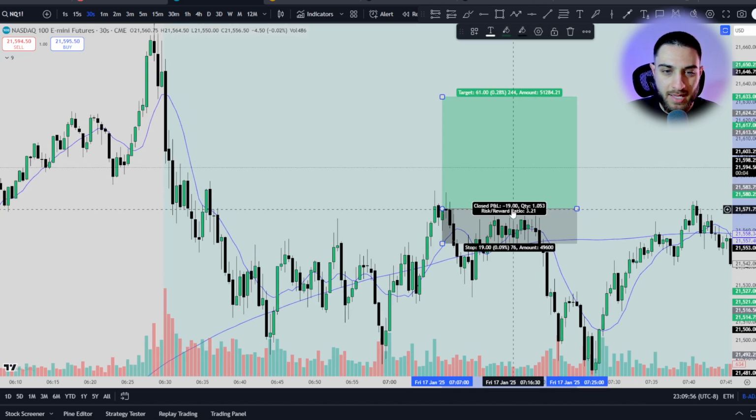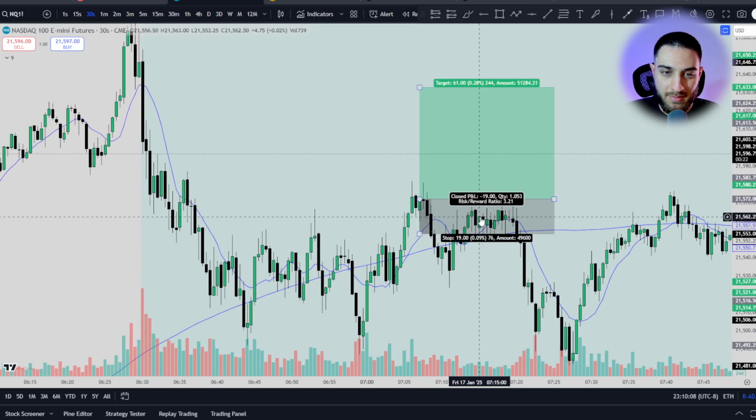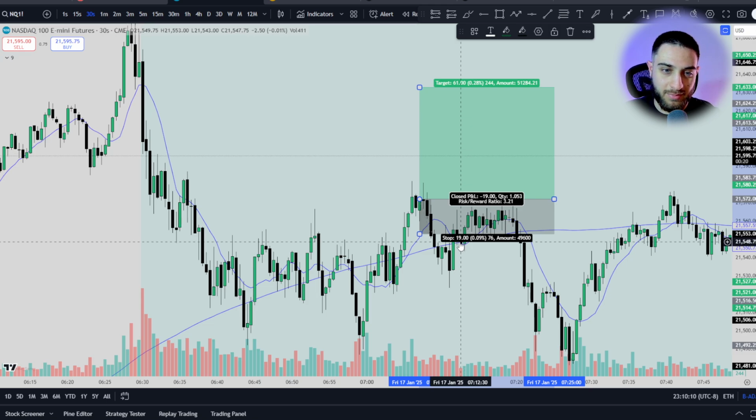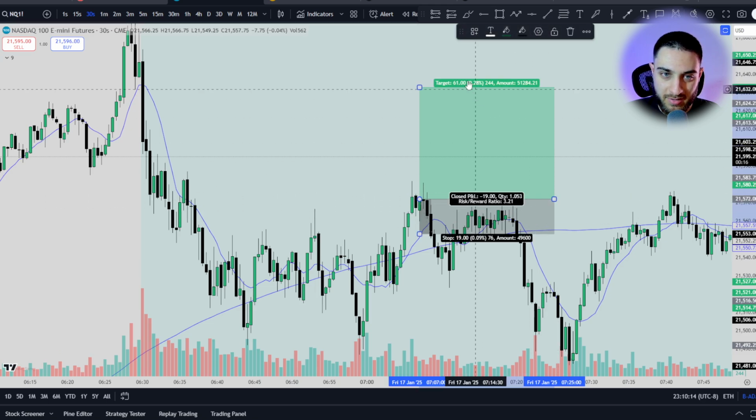This closed P&L, I think this is because its lot size is 1, but if I put 5, oh, that changes that. Okay, keep this at 1. Don't change that. I don't know what the closed P&L is, but it looks like it's the same as the number of points for my stop loss. But whatever, that's not important. Just remember everything else. Hopefully it kind of explained what all these numbers mean.